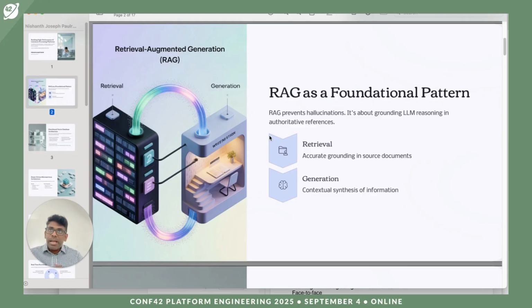But the main idea is RAG prevents hallucinations. When you talk about research discovery, we want accuracy. We want the correct details to be rendered. So RAG prevents hallucinations. It's about grounding LLM reasoning in authoritative references.